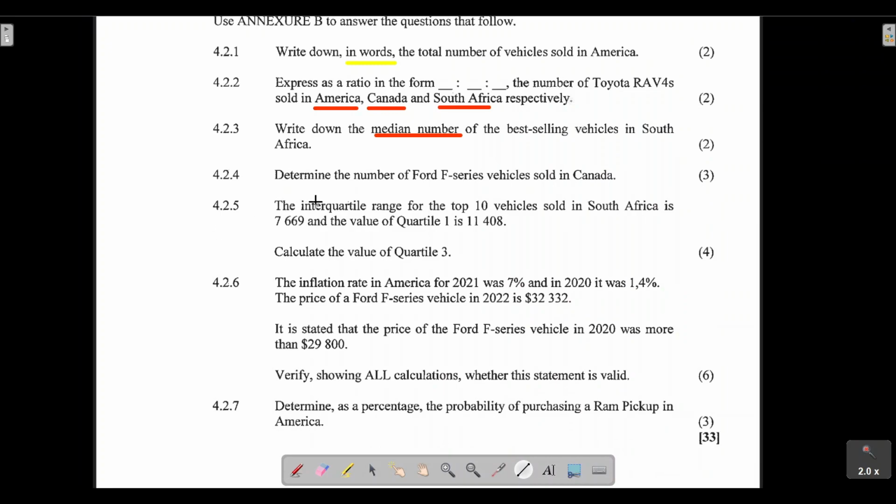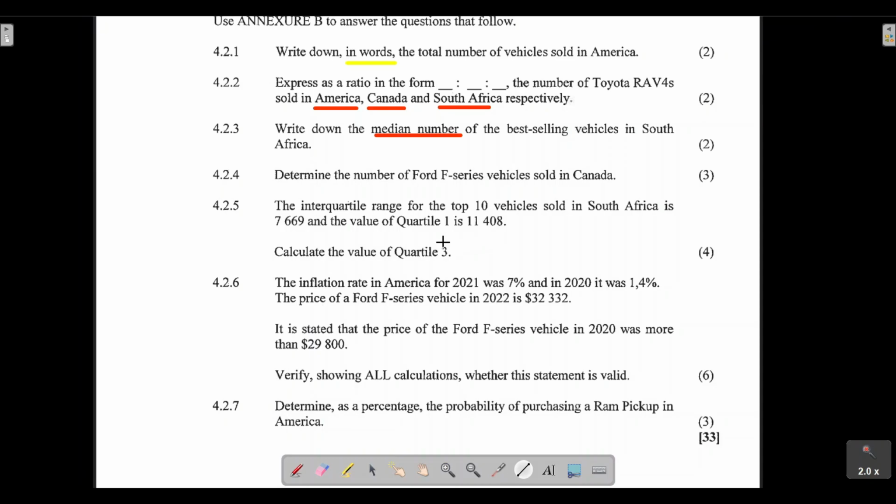4.2.5 says determine the number. The interquartile range for the top 10 vehicles sold in South Africa is 7,669, and the value of quartile 1 is equal to 11,408.